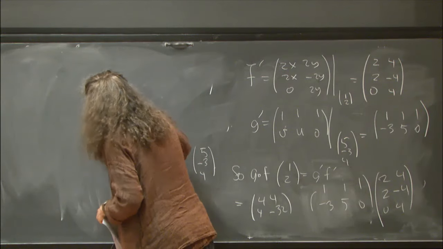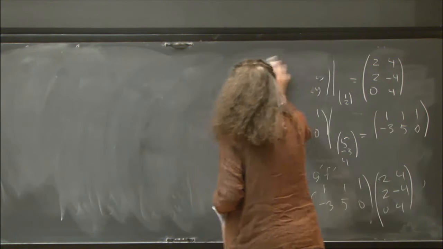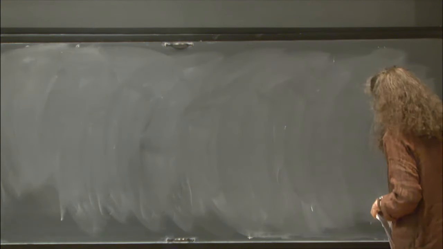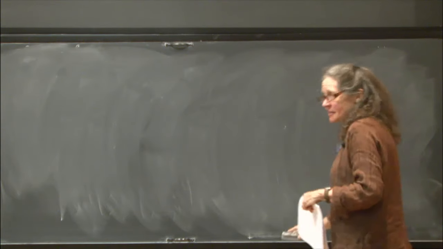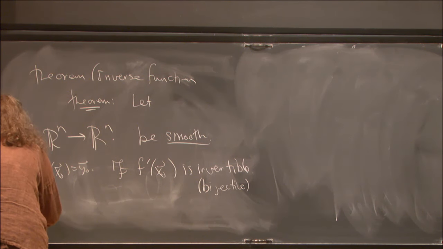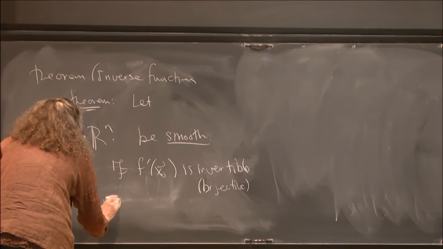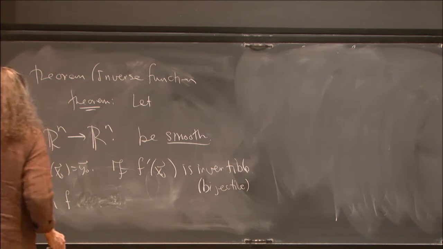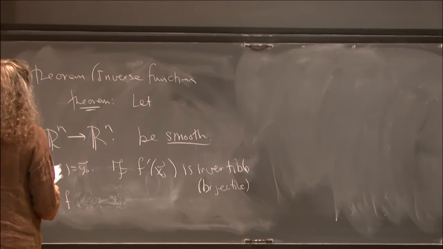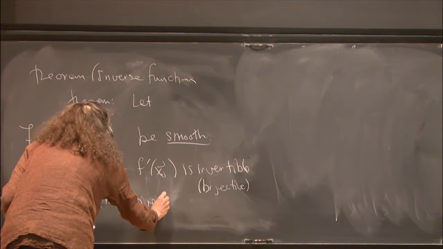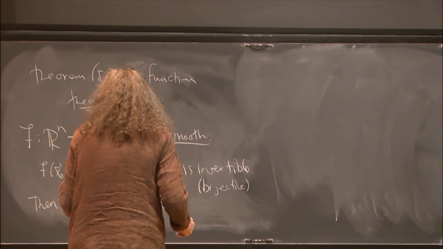this theorem says as goes the derivative, so goes the function. If the derivative is invertible, then the function is invertible at least near that point. So if f prime of x naught is invertible, then f has an inverse. Let me say this a good way. So then f is bijective in a neighborhood. I didn't tell you what a neighborhood was.